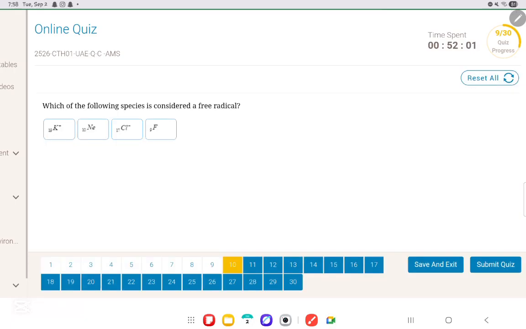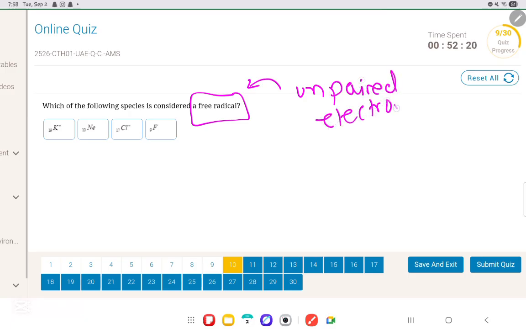Which of the following is considered a free radical? Very simply, a free radical means that it has unpaired electrons. I will give you a hint when it comes to this question. When you think of a free radical, you will know that it has at least one set of unpaired electrons, or at least one unpaired electron. So what does an unpaired electron mean? That means that the outer shell is not full.